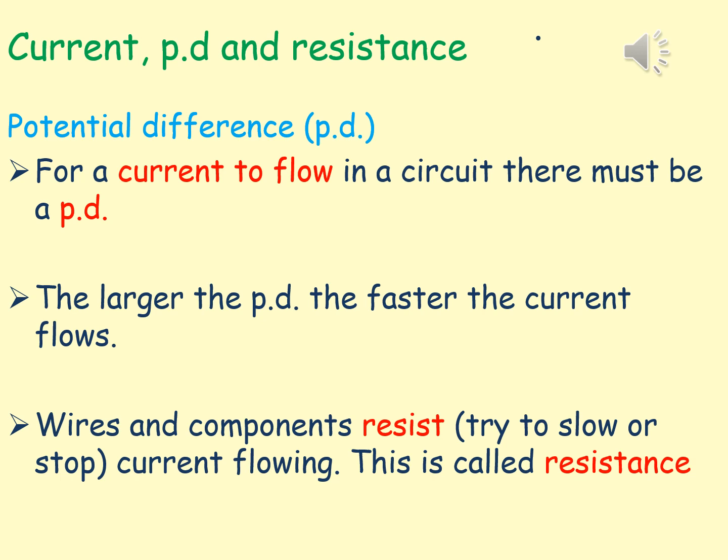So wires and components are themselves resistors in some respects. They resist that flow of current and they transfer some of the electrical energy into whatever the component's doing. For example, a bulb would give light and some thermal energy. So this is all what we class as resistance. So there's always resistance in a circuit, even if it's just through the wires as the electrical current is being passed.